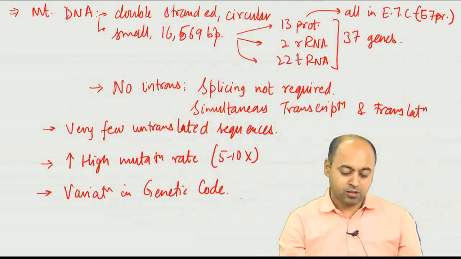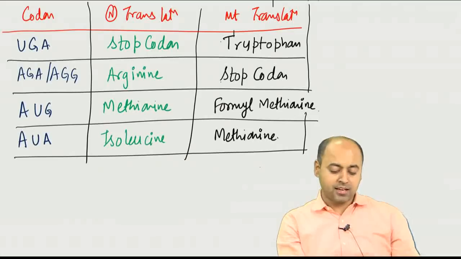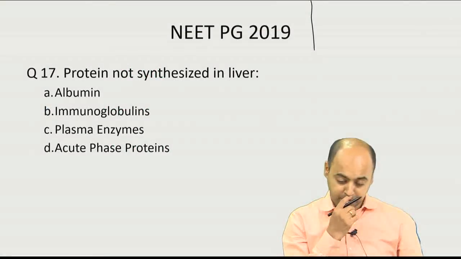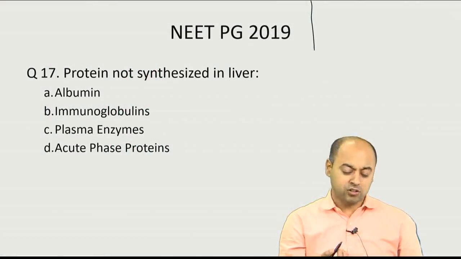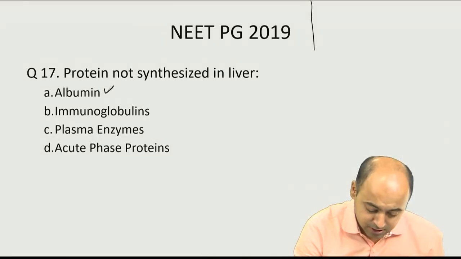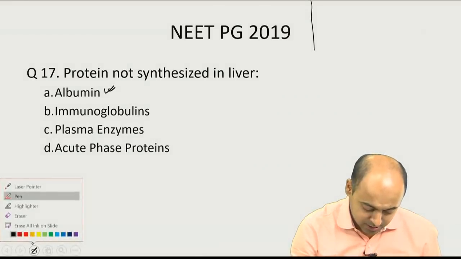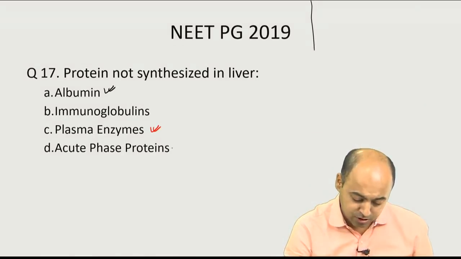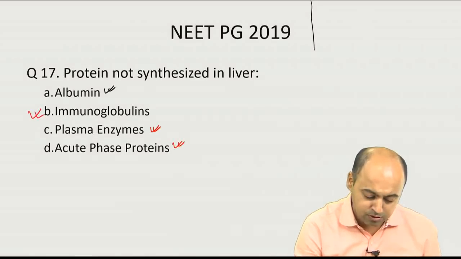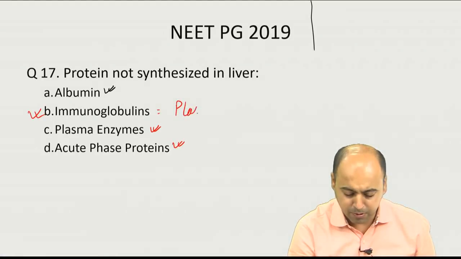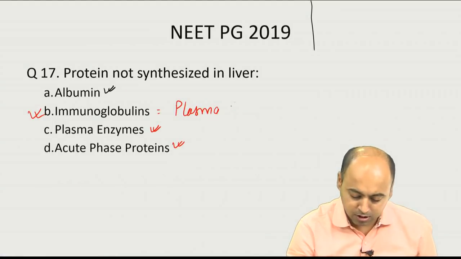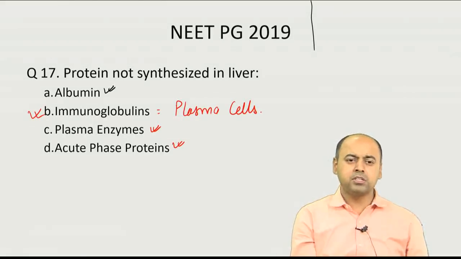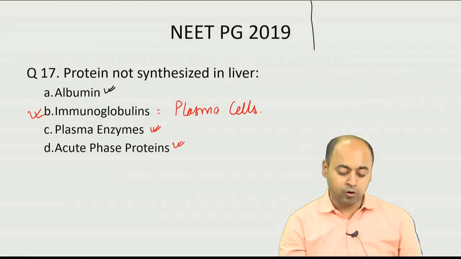Okay, so that was about the mitochondrial DNA, details about the size and the differences in translation. Protein not synthesized in liver. Now this is a straightforward question. Albumin is synthesized in the liver. The plasma enzymes, ALT and AST, are synthesized in the liver. The acute phase proteins are also synthesized in the liver. The immunoglobulins will come from the plasma cells. These are the mature B cells which have started producing the immunoglobulin.